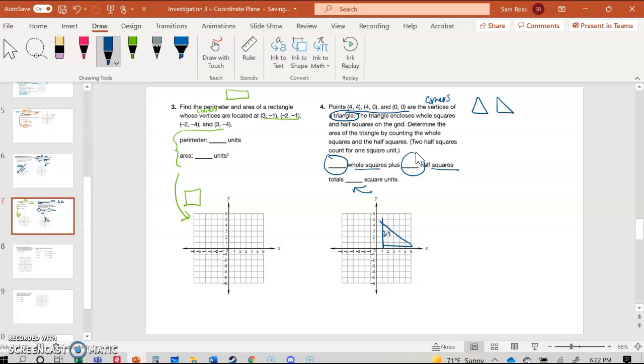So that's a whole square, whole square, whole, whole, whole, whole. Those are all whole squares. So I have 1, 2, 3, 4, 5 whole squares. This is not the answer. And then I have like 1, 2, 3, 4, 5. I have like 5 half squares. I would add those up to get my total units. Okay?